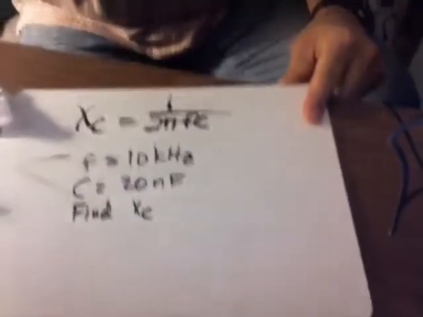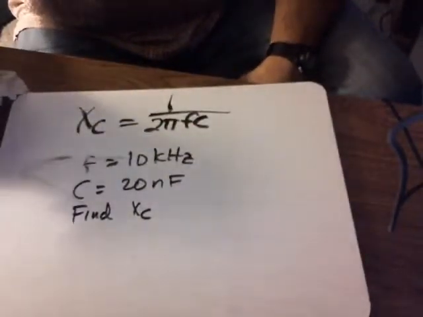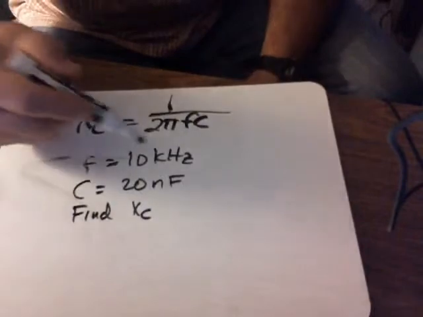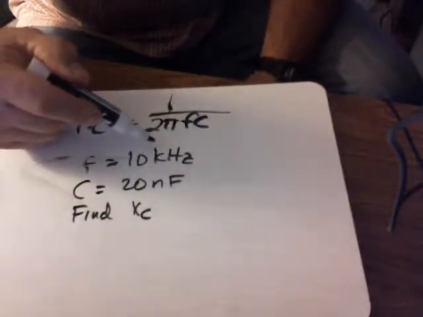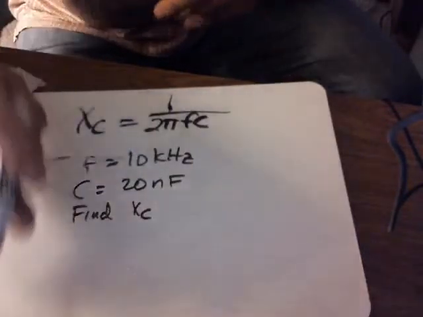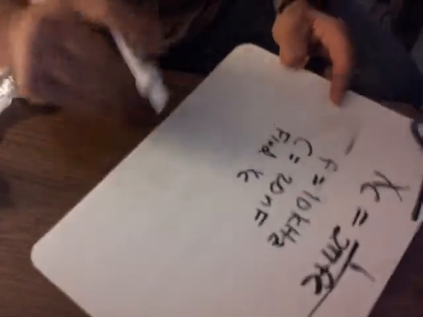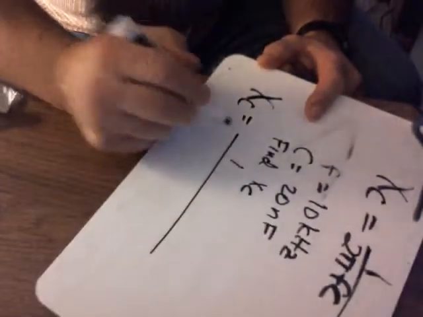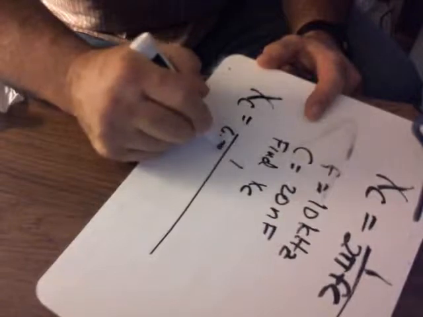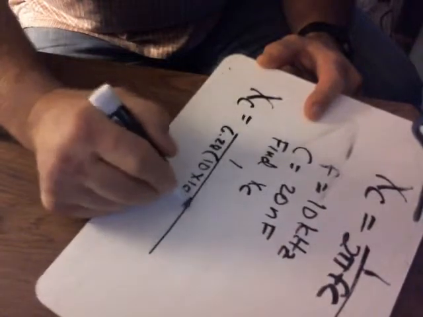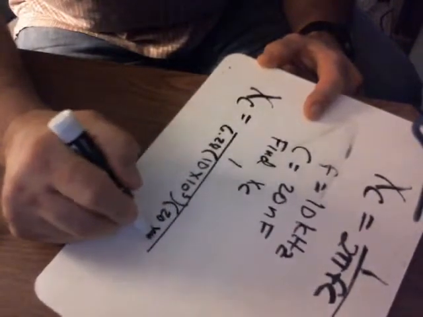Okay, so what you have to do is substitute these numbers in, but keep in mind that K means times 10 to the third, and N means times 10 to the negative 9. So here's the best way to do this when you're calculating that. You say X sub C is 1 over 2 pi, which is 6.28, times 10 times 10 to the third, times 20 times 10 to the negative 9. So you set it up like that.